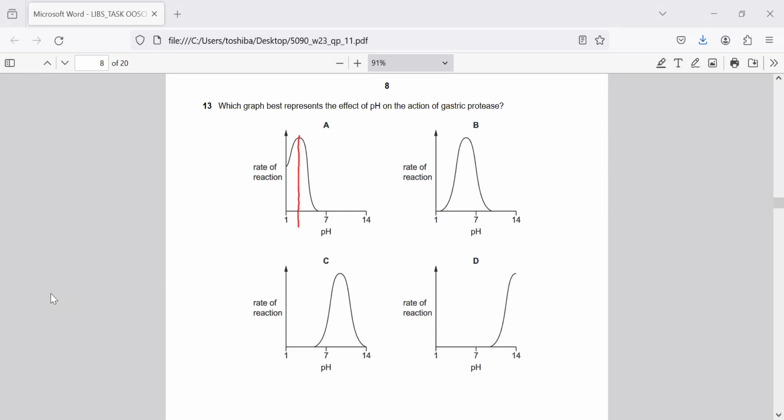This is the optimum rate of reaction. Here, this graph is incorrect and this graph is also incorrect. So the correct graph is either A or B. As we all know, the stomach pH due to HCl is 2. The correct option is A because neutral is 7 and the graph is away from 7, whereas the other graph is in between 7. So option A is correct.